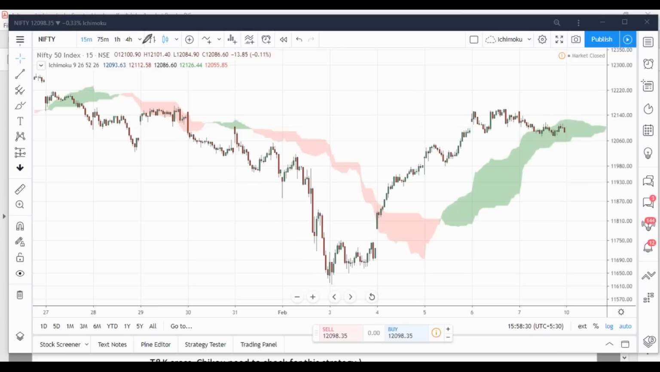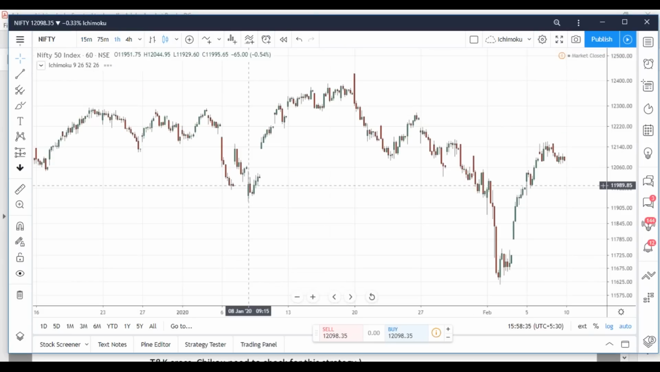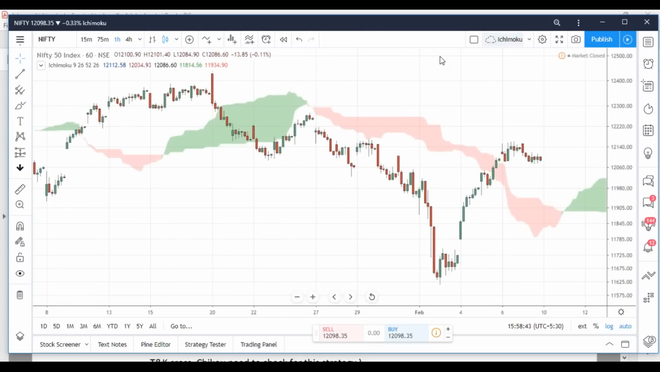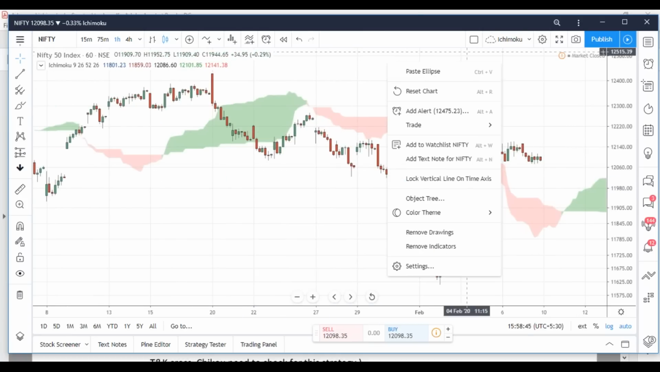Let me check it on hourly. This is hourly. Price broke below the cloud. We will not take entry here. We will take entry only near the pullback. So this was the candle where it touched the cloud and got rejected. So we are waiting for a red candle.